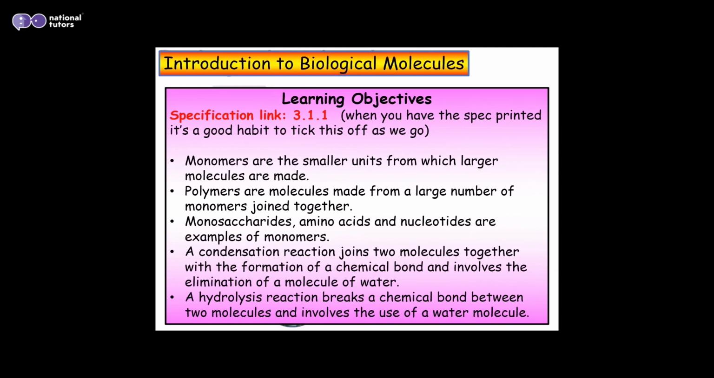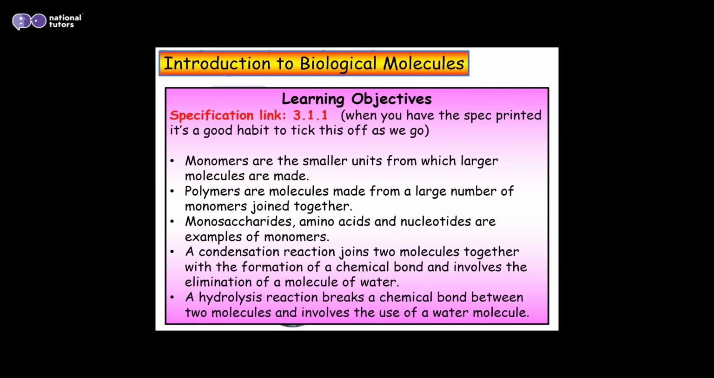It's always good to link back as you're doing things. So we've already encountered monomers and polymers, and we've defined them. And then we've got to look at different examples of this. So what monosaccharides, amino acids and nucleotides are, they're all examples of monomers. We've got what the condensation reaction is and what hydrolysis is. I'm not going to dwell too much on that. That's the exact learning objective taken from the AQA specification.